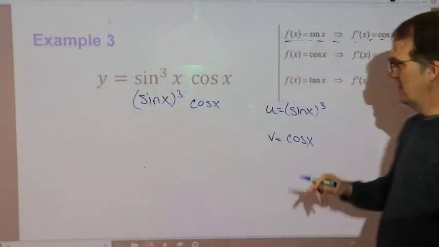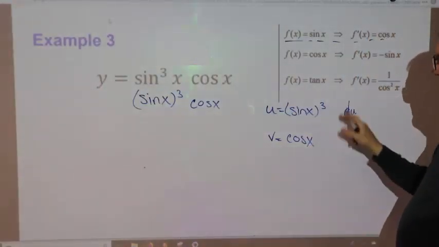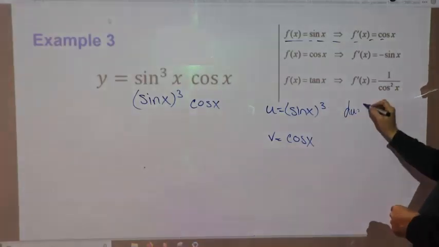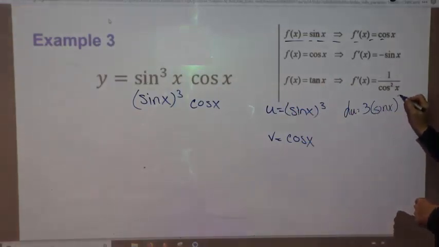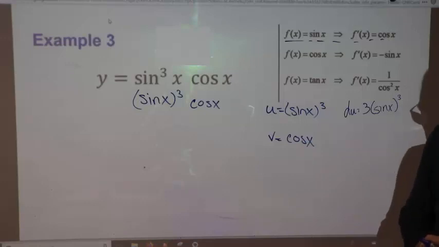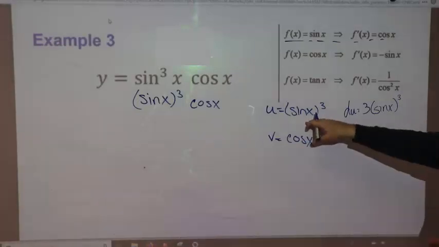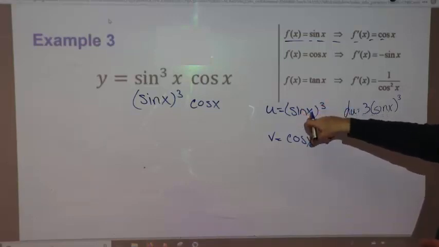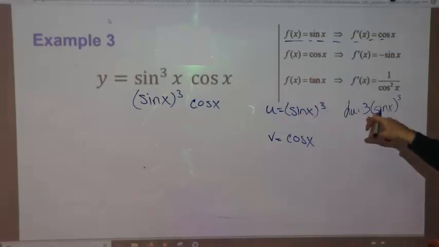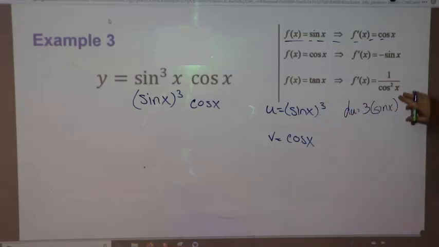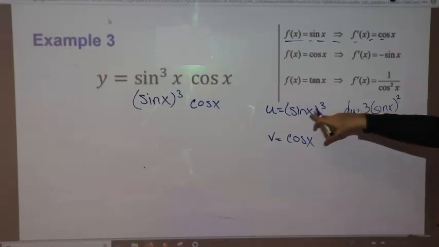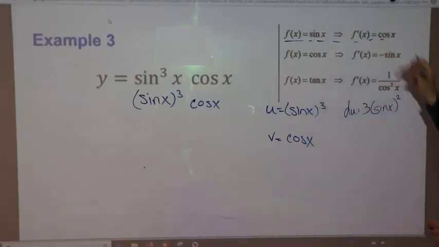And so I think about the derivative of u is 3 times, bring the power down, sine x cubed. And this actually is, in a way, the chain rule as well, because it's really that I put sine of x inside the cube function. So I do the derivative of the third power. Sorry, that should be 3 with 2. And now the derivative of the function inside, which is cosine of x.